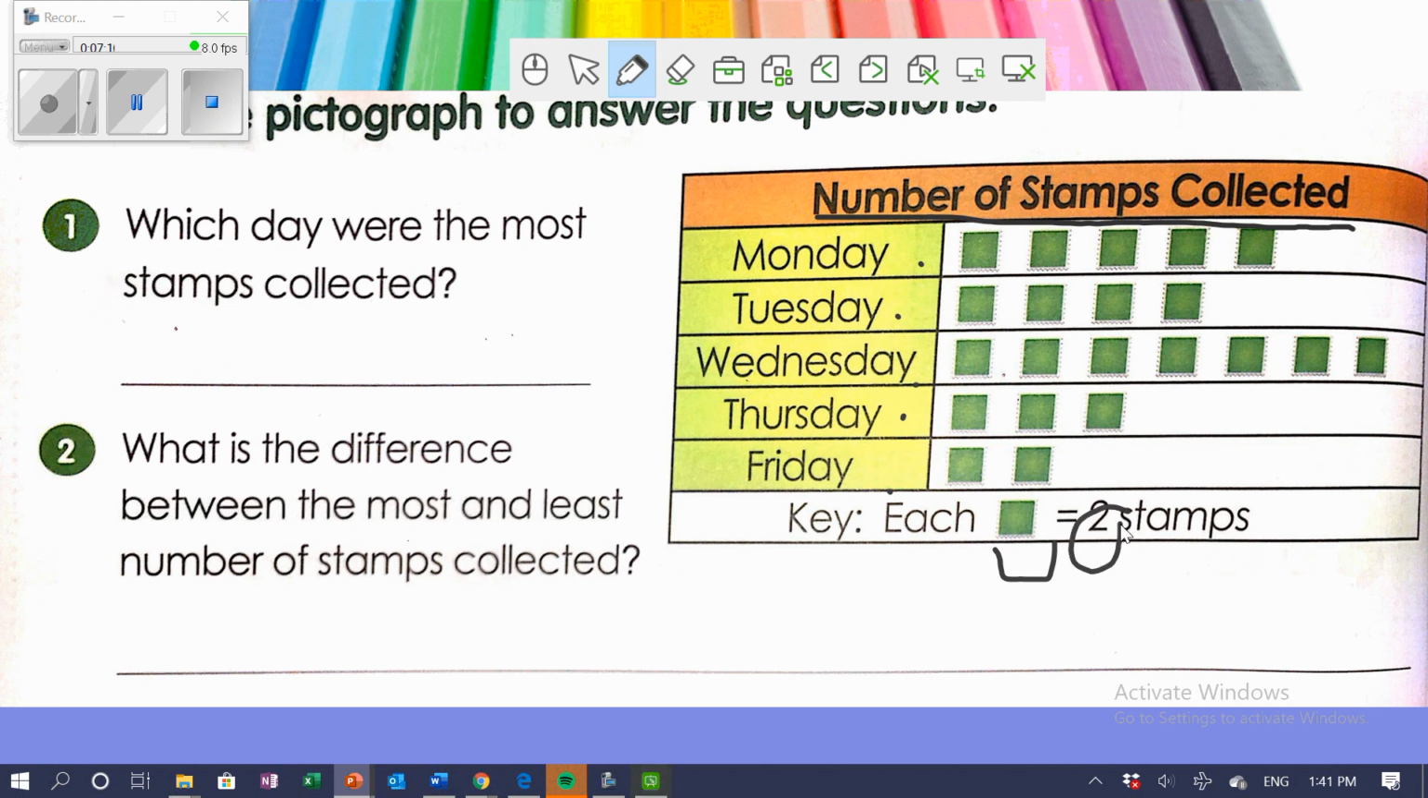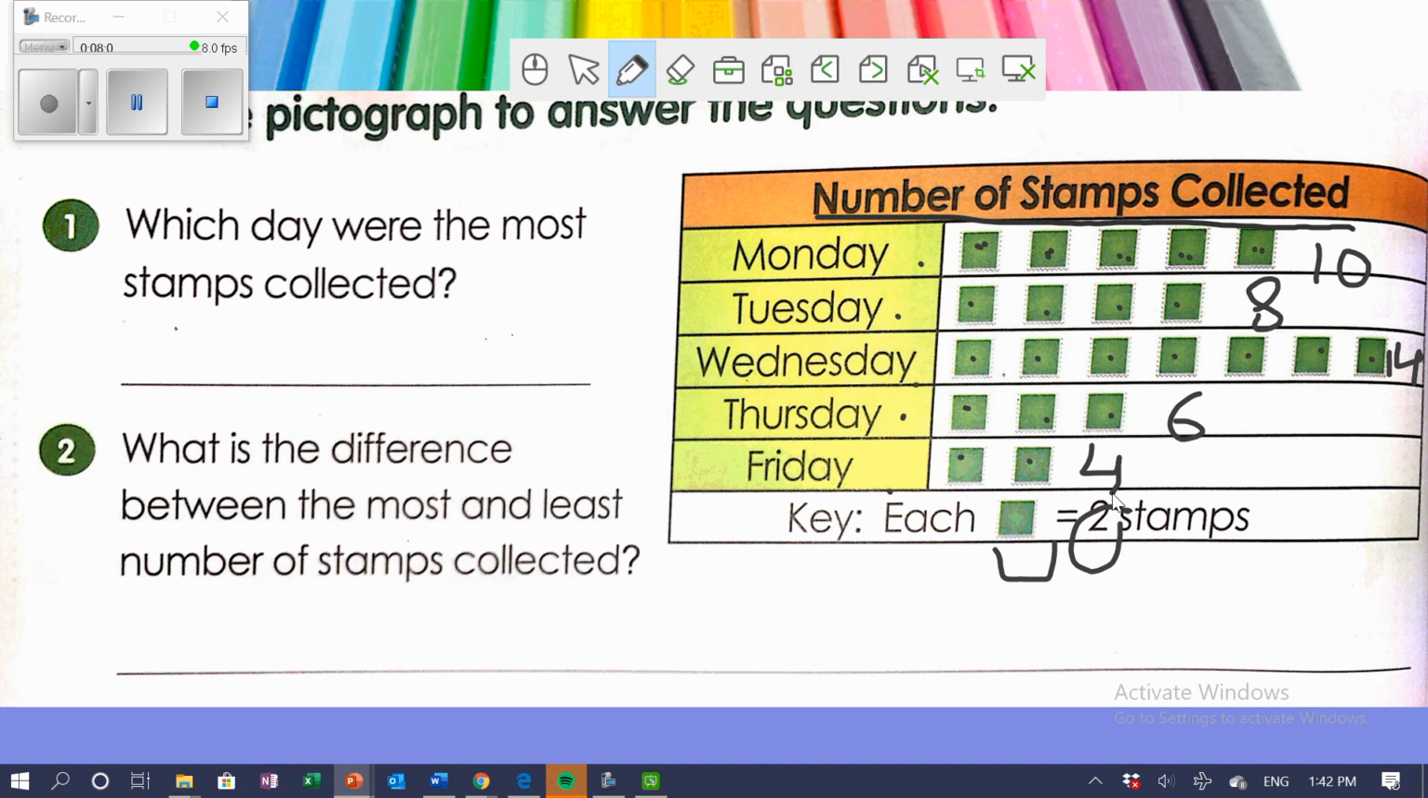So that means for here, I'm skipping by 2. 2, 4, 6, 8, 10, or I can count 1, 2, 3, 4, 5. 5 multiplied by 2 equals 10. So here is 10. Let's find the total here. I have 1, 2, 3, 4. 4 multiplied by 2 is 8. 1, 2, 3, 4, 5, 6, 7. The double of 7 is 14. 1, 2, 3. The double of 3 is 6. 1, 2. The double of 2 is 4. So now we know how many stamps in each day.